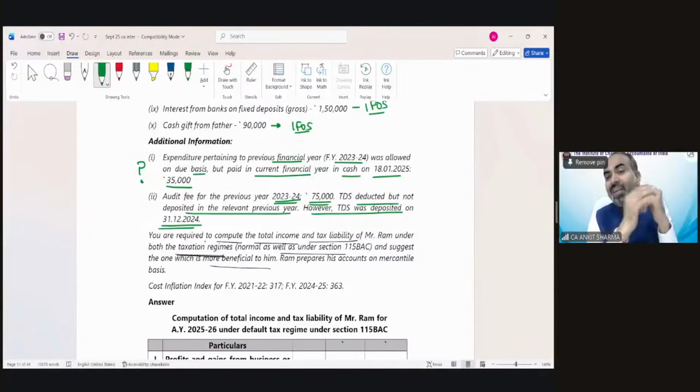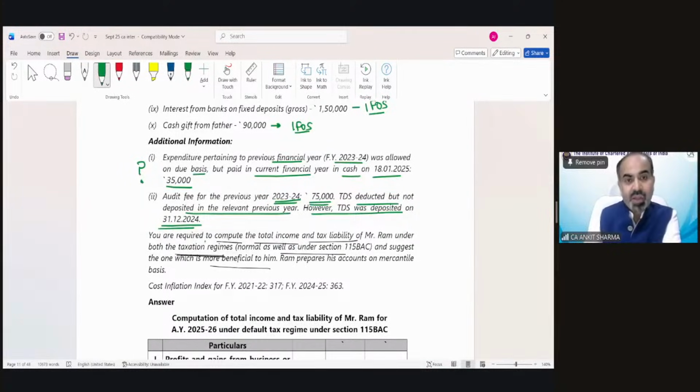Even if it's less than 10,000, we have to add it back because the question says this 35,000 deduction you have already claimed in that year. So if you do not add it back in this year, that would be allowed twice. And it's an income tax universal rule: no deduction can be claimed by you twice, and no income can be taxed twice. So even if it is less than 10,000, still it's going to be added back.